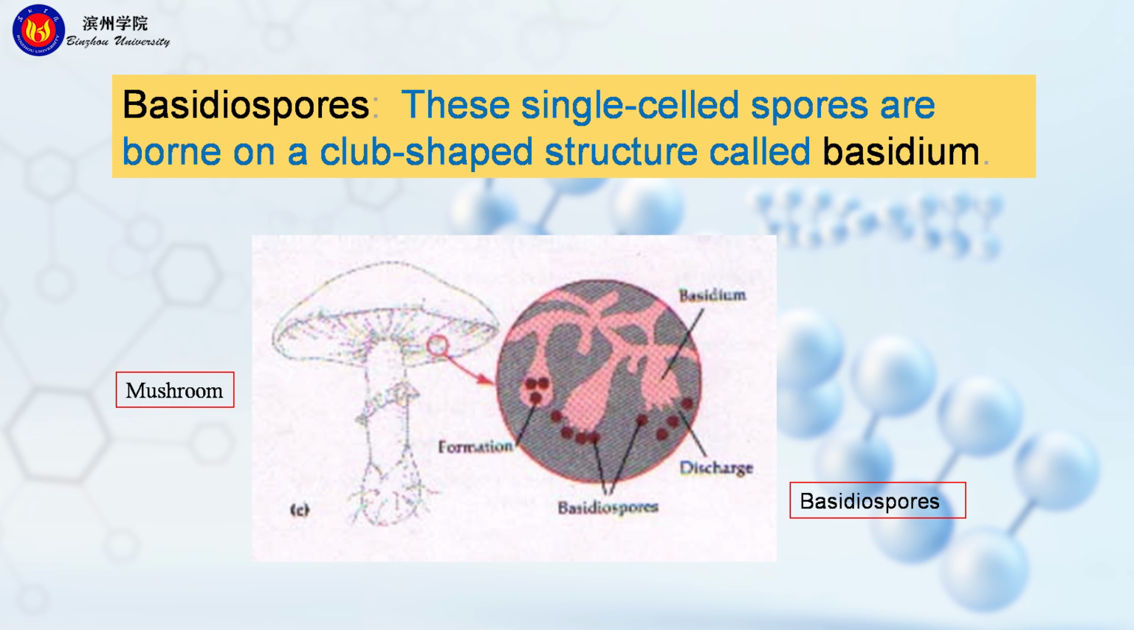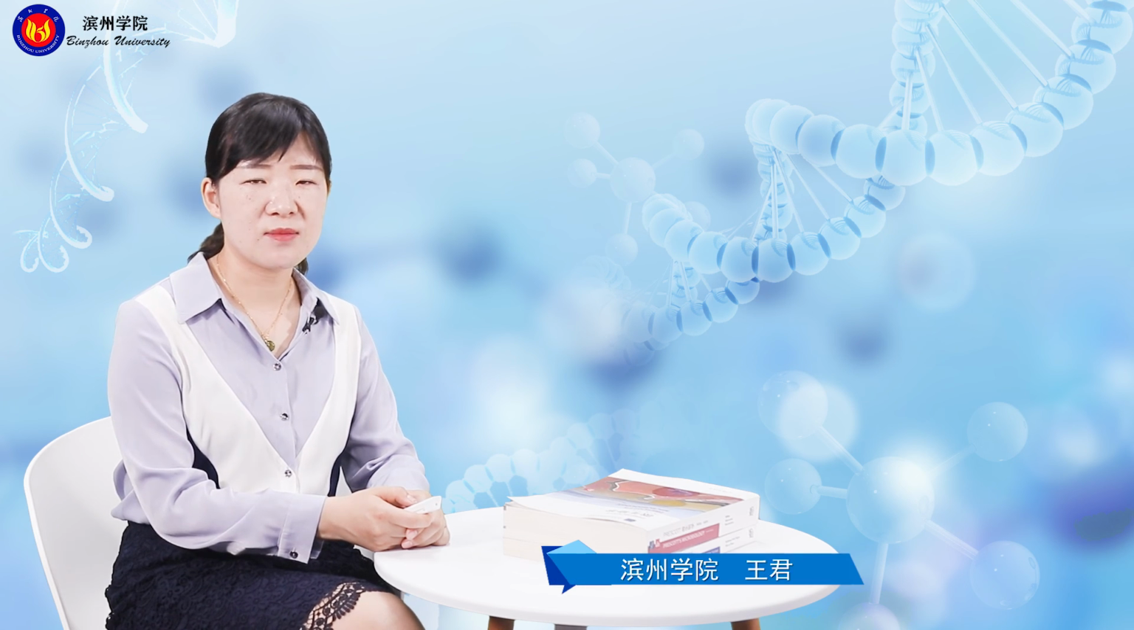Basidiospores. These single-celled spores are borne on a club-shaped structure called a basidium. You can see there's a mushroom, and you can see the basidiospores on the club-shaped structure. It is basidium. That's all for this section.